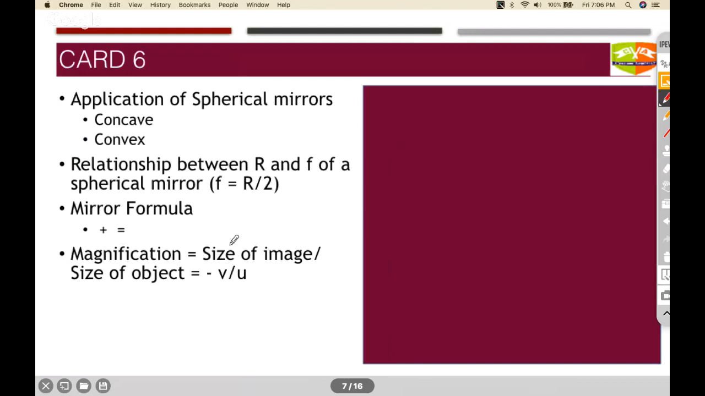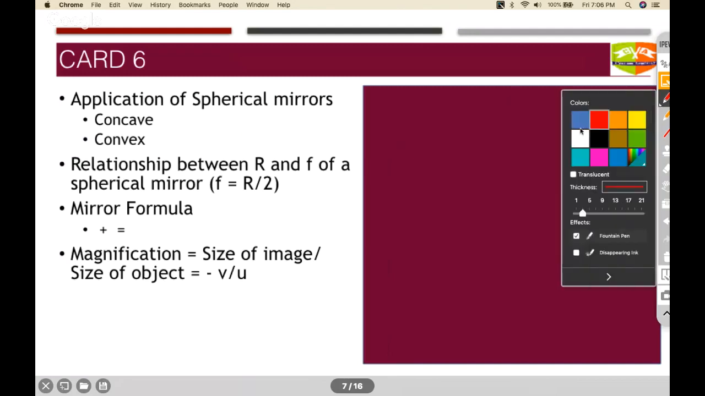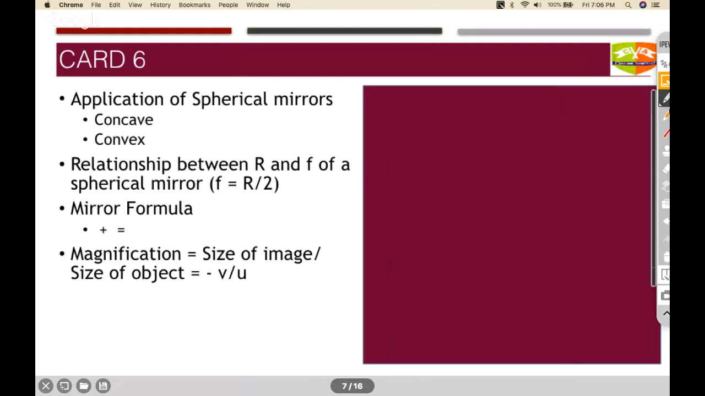Now I'll prove that f is equal to r by 2, or r is equal to 2f. It means that the radius of curvature is 2 times the focal length. Now how do you prove it? Let me draw a diagram for you.